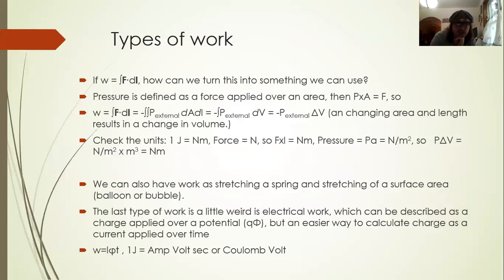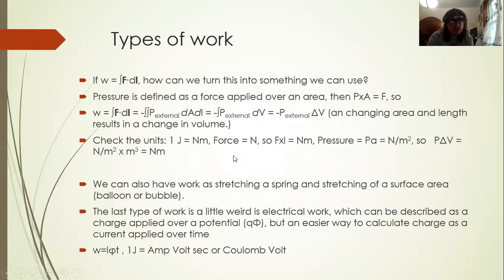Now, if we check the units of this, units of work is typically a joule, but a joule is defined as a Newton meter. Newton is a force, meter is a distance. So force times length is a Newton meter. Pressure is a Pascal, but a Pascal is defined as a Newton per meter squared. So Newton per meter squared times volume, which would be meter cubed, would give us a Newton meter, and thus a joule. So units here need to be Pascals times meter cubed in order for this to work out.